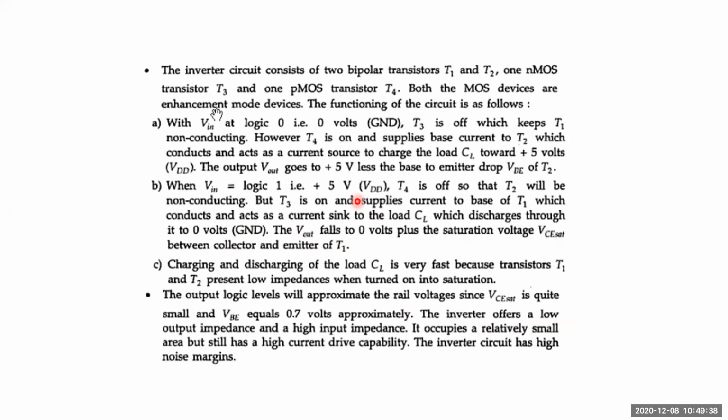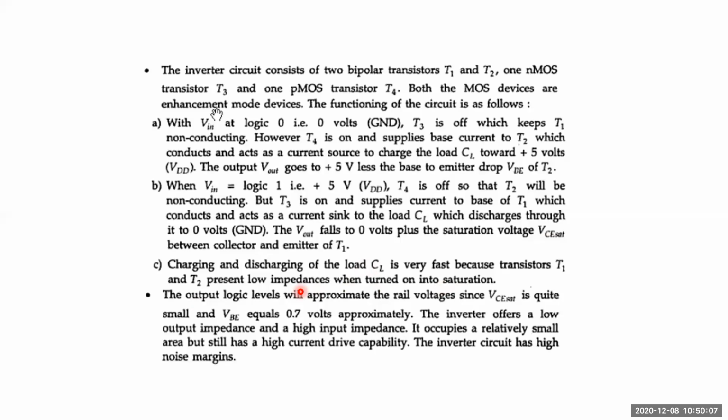Now coming to the charging and discharging of load capacitance, we know that it is very fast because T1 and T2 are at low impedance whenever they are turned on into saturation. Whenever T1 and T2 are in the low impedance state, what does it mean? They have a small amount of resistance, so the current flow is very fast, which means the switching of the transistors takes place very fast.